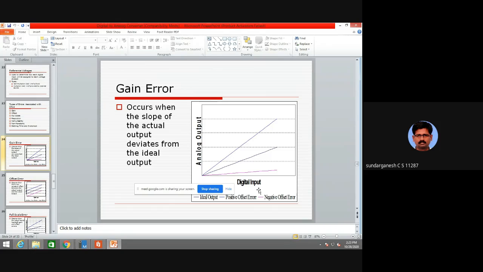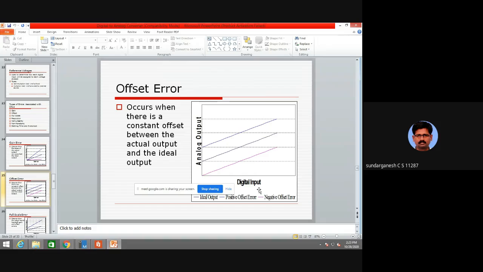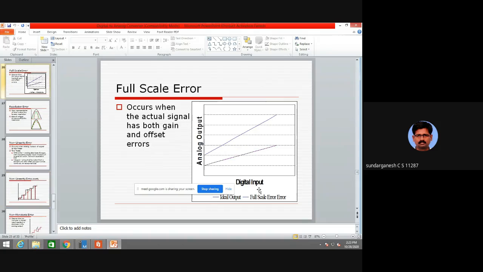So it deviates from the ideal output. The actual output deviates from the ideal output. So the gain is changing, and the gain error comes. Offset error means a constant offset between the actual output and the ideal output. For different values of input, if there is a constant change between actual output and ideal output, we call it offset error.